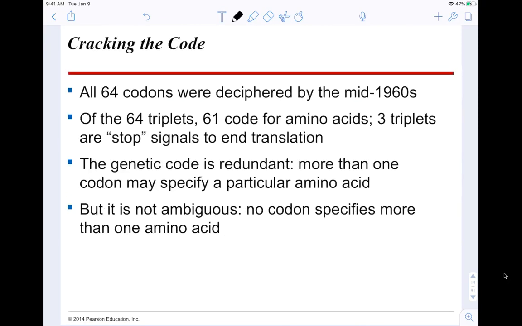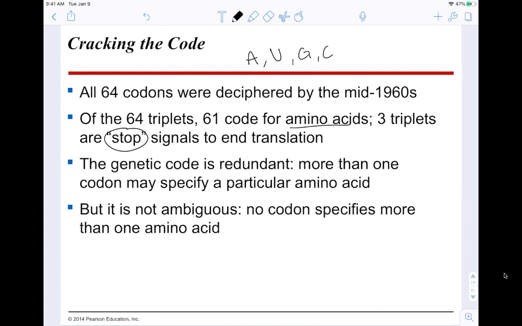Okay, cracking the code. What is this code? It's a codon code for amino acids. So all 64 codons, there are 64 different combinations. You got your A, in this case U, because we're dealing with RNA, right? A, U instead of T, G, and C. There's 64 different combinations because math tells you that there are 64 different combinations. Okay, that were deciphered in the mid-1960s. So of those 64 triplets, 61 of them actually make an amino acid, and 3 of them are stop signals, which means, hey, you've reached the end. You can stop now. It means stop. That's what it means.